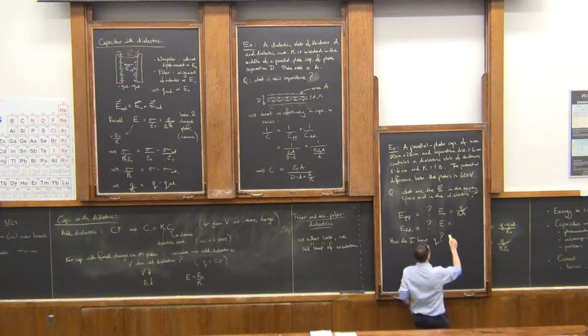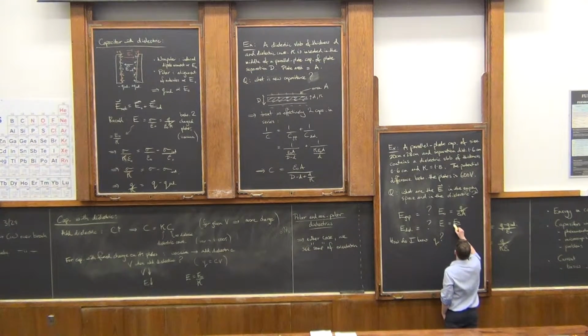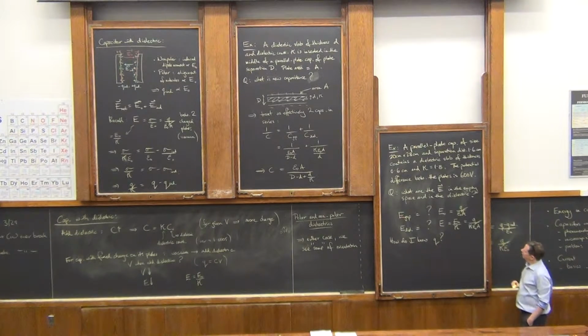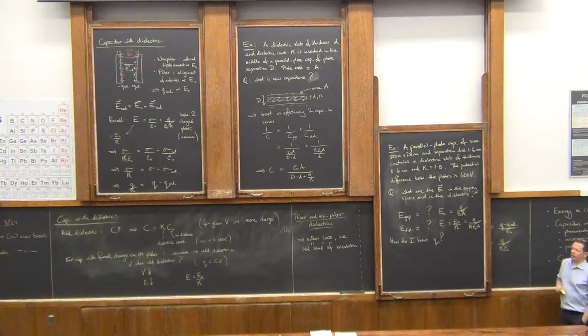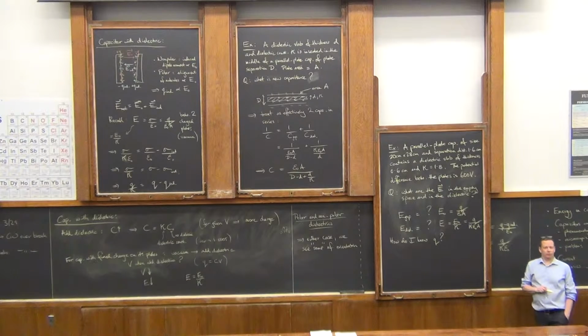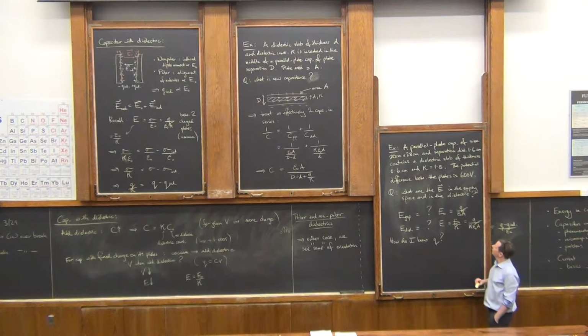So this is E naught over kappa, and E naught I know is already this, so it's Q over kappa epsilon naught A. So if I knew the area and I knew the charge, this would be a fairly fast way of getting to the answer, right? So I need to know both of these things. Well, what do I know?